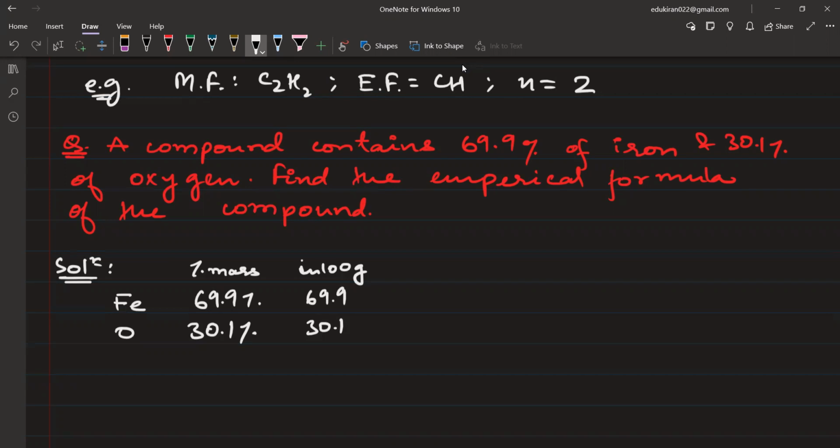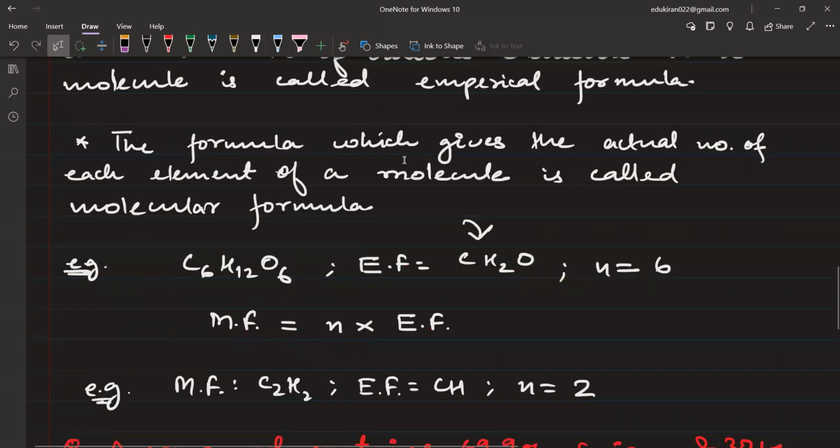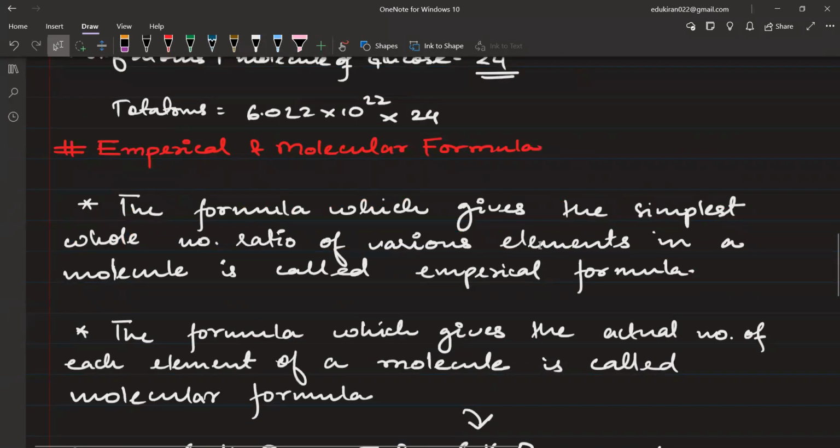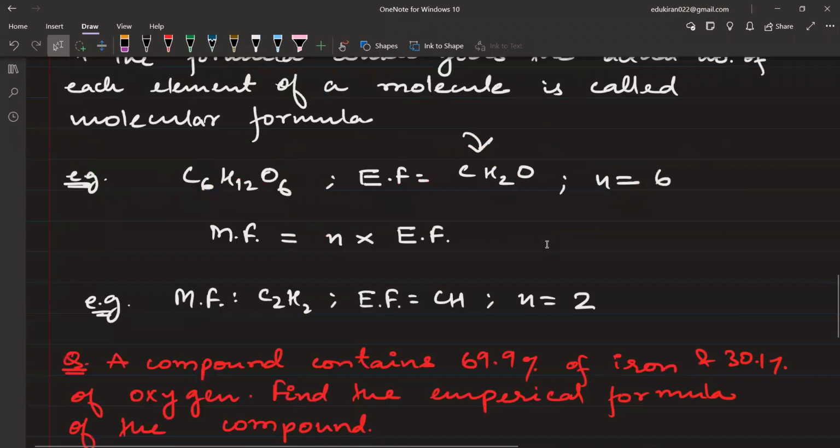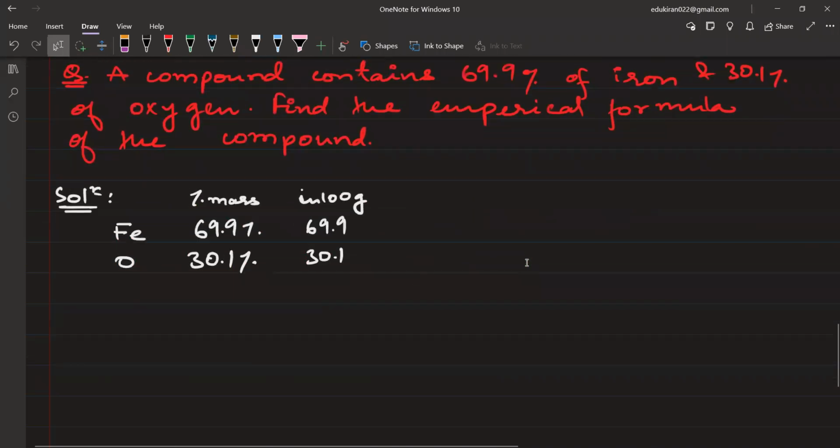So Iram, tell me, what do we have? We have the mass, right? Yes. Okay. And what do we need? Number of atoms. In the empirical formula, what do we need? The ratio of various elements. So we need the number of atoms of various elements. Tell me. What do we have, Iram? We have the mass. And what do we need? Number of atoms, right?